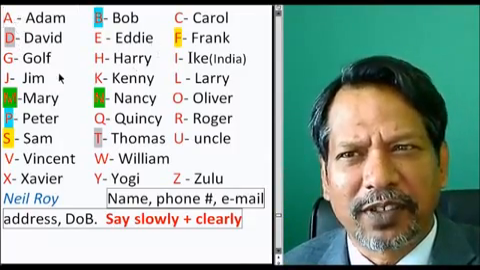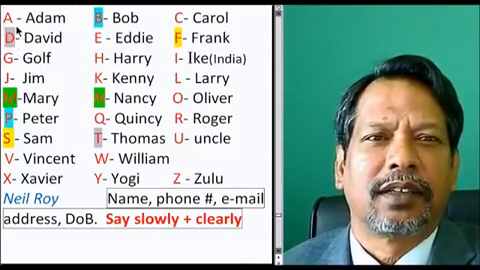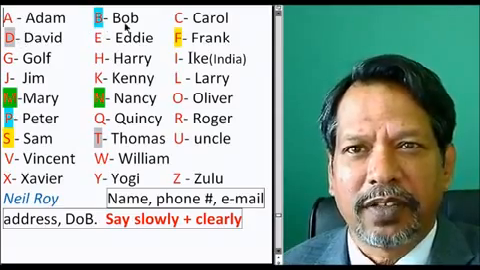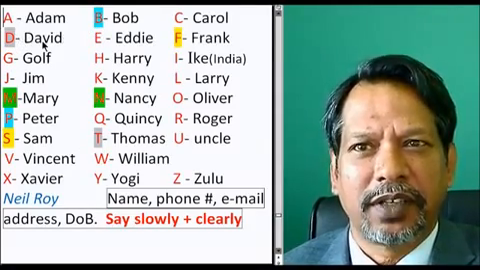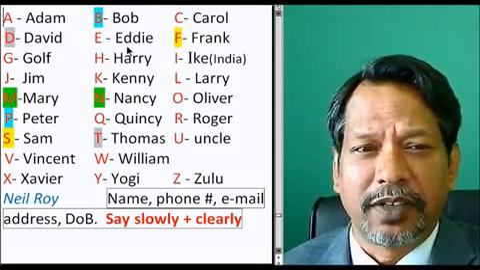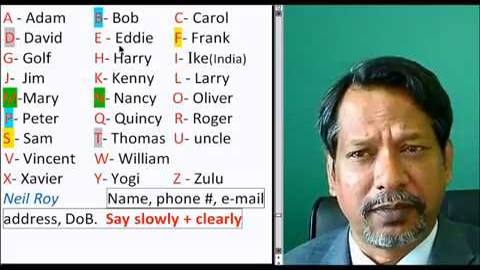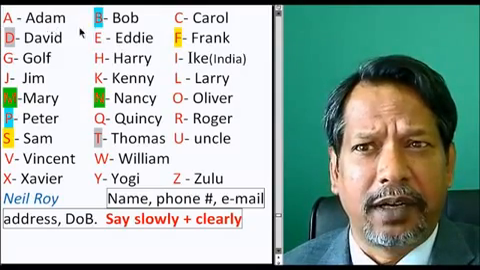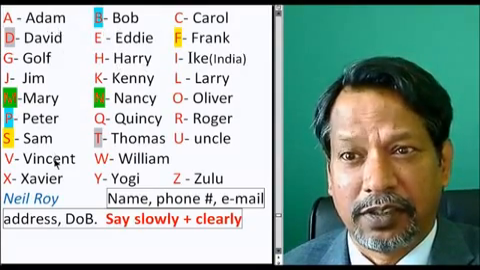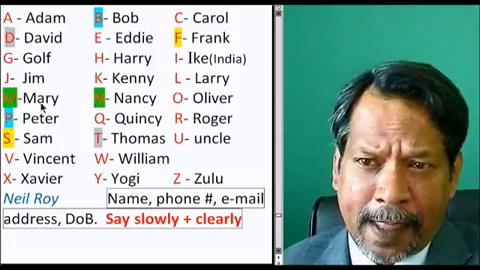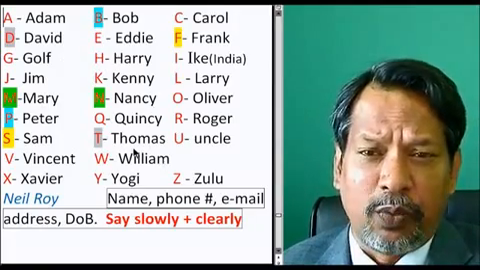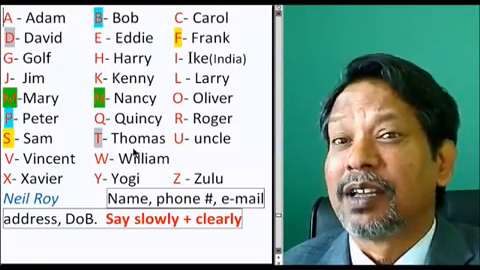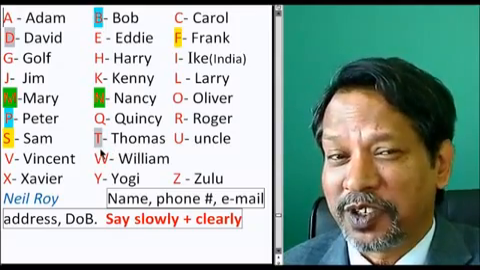So memorize this table. A as in Adam, B as in Bob, C as in Carol, D as in David, E as in Eddie. There are many systems. NATO uses a separate system: A for Alpha, Bravo, Charlie, etc. This is very commonly used too. So memorize this table, and when somebody wants you to spell something, if there's any confusion, use this table.